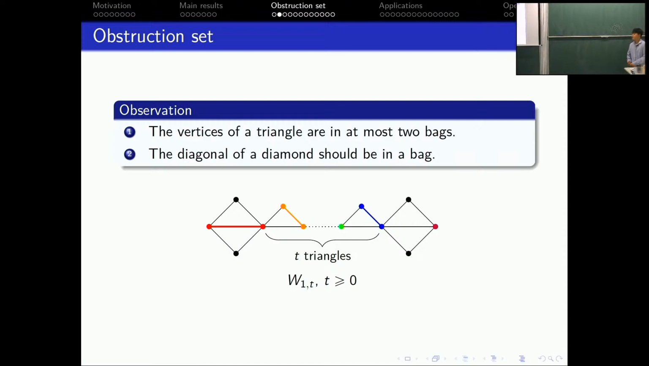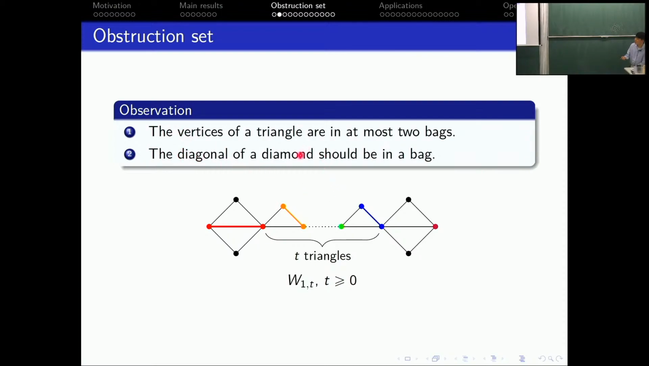It is not hard to see that they are actually obstructions because all well-partitioned chordal graphs are governed by these 2 rules. So first of all, the vertices of a triangle are in at most 2 bags, because otherwise the bags form a triangle in a partition tree, right? So that's the first rule. And from rule 1, we can derive rule 2.